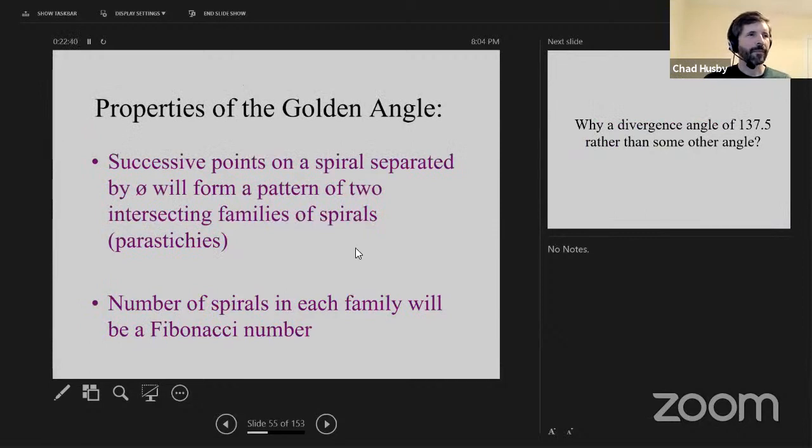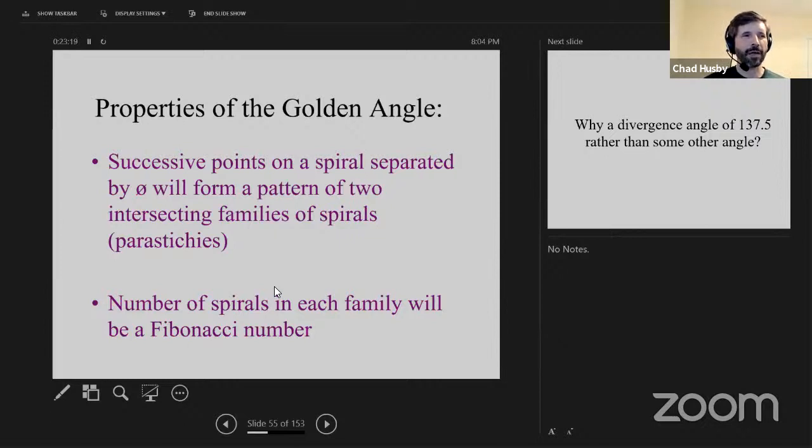And so interestingly enough, if you just have this golden angle appear in plants, you get some interesting properties that just come to you for free. If you separate each point on this spiral of something that's producing new parts, like flowers or leaves, by this golden angle, phi, you get this pattern of 2 intersecting families of spirals called parastichies, and the numbers of spirals in each of those families will be adjacent Fibonacci numbers.